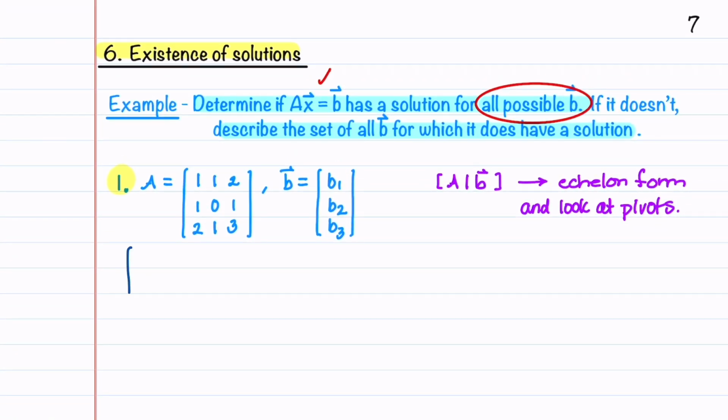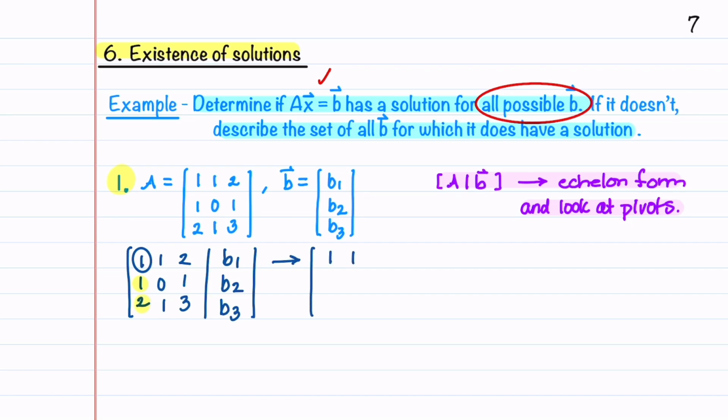We'll begin by putting A and B into an augmented matrix. Since we're looking to determine if our equation has a solution, we're going to take our augmented matrix and reduce it to echelon form and then look at the pivots. Since we've never done a problem like this before where we have variables on our right-hand side, I'm going to go ahead and walk through all the steps. We'll begin by working off this pivot and getting zeros below it.